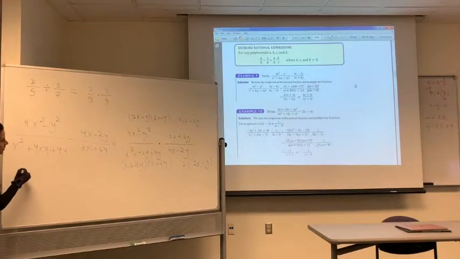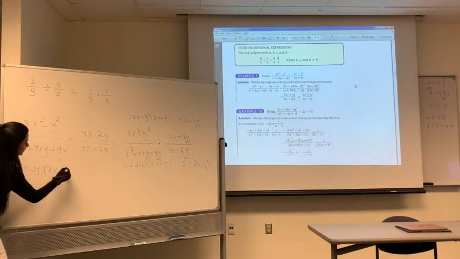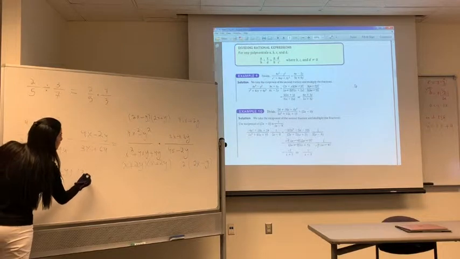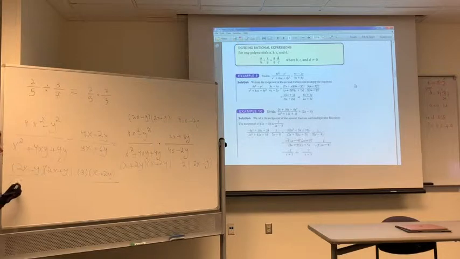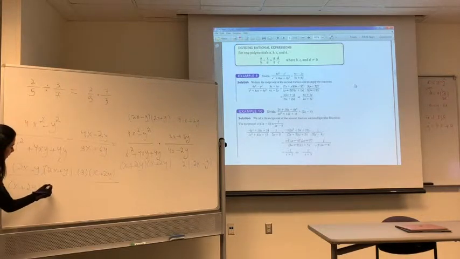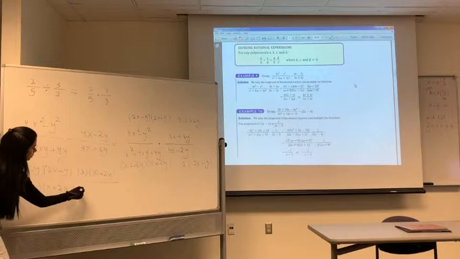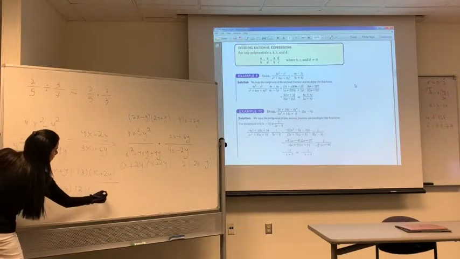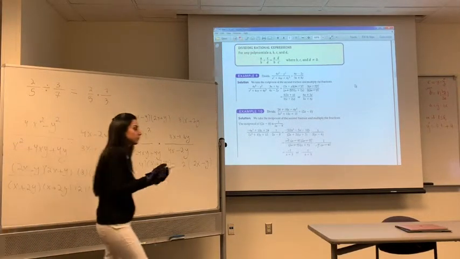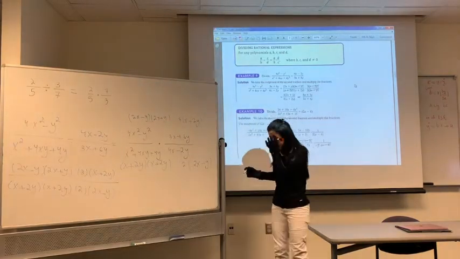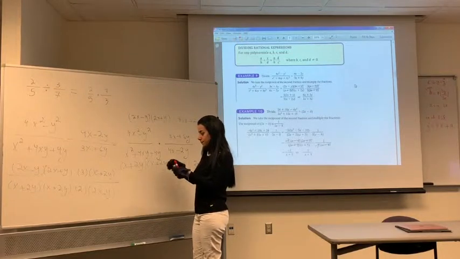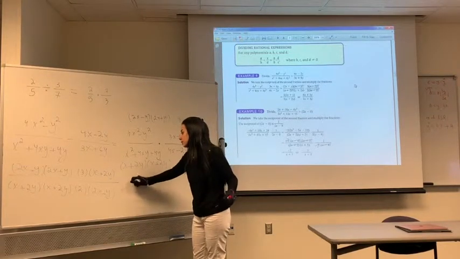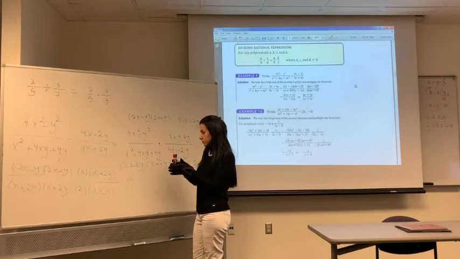Okay, so what we have is 2x minus y multiplied by 2x plus y multiplied by 3x plus 2y, and then the denominator x plus 2y, x plus 2y, 2x minus y. Be careful here because some of them look alike, and you think they are similar, but they are not. So what are the similar ones? 2x plus y and x.